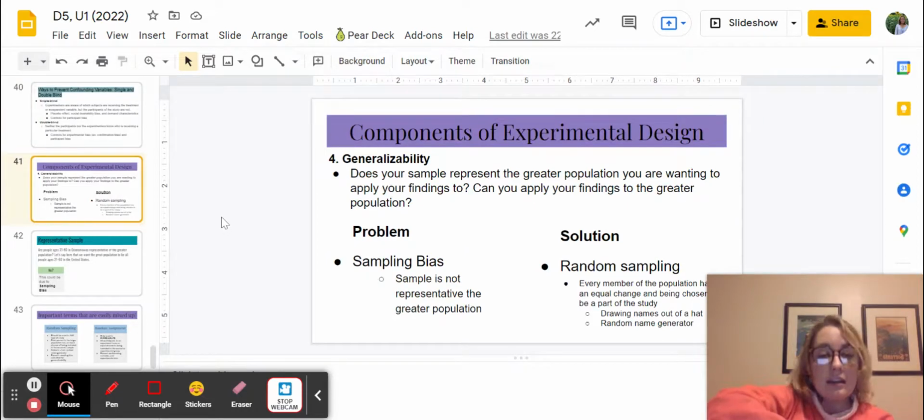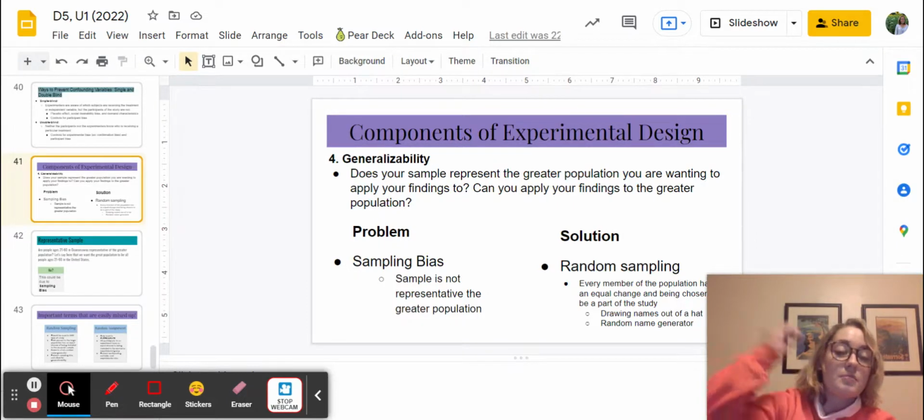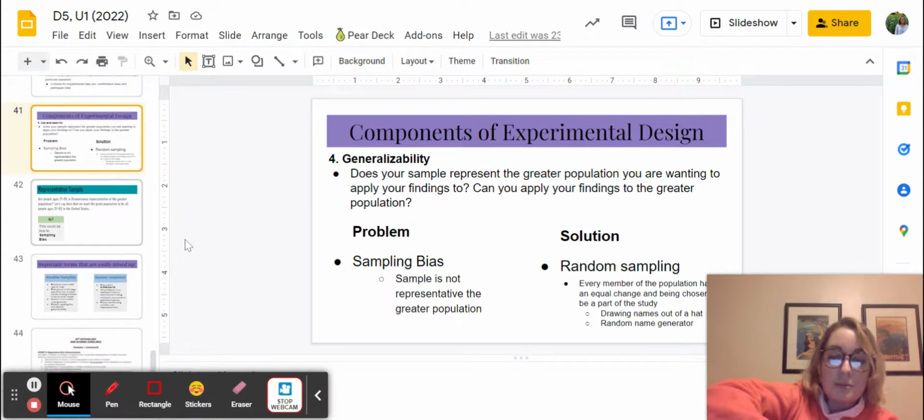Okay. And another important part of a good experimental design, like I said, is generalizability. So, can your sample and findings be applied to the greater population? Can you take the sample that you used in your study and say that this is applicable to everyone in your target population? Some important terms to go over are what's a population versus what's a sample.